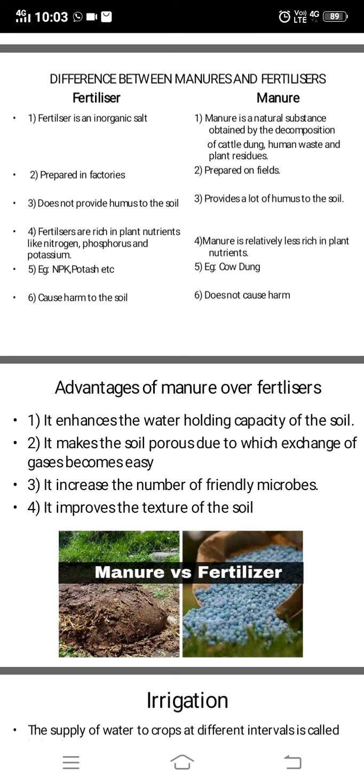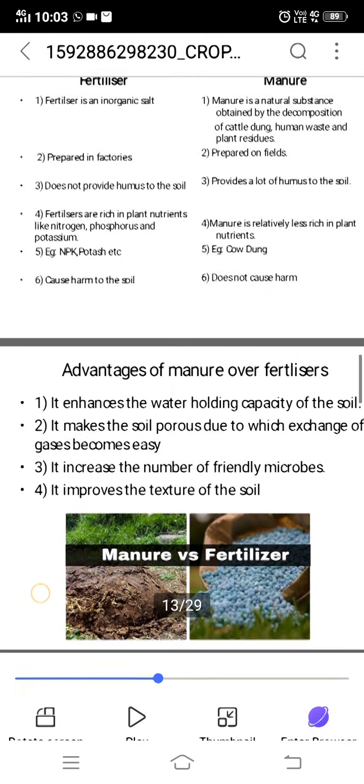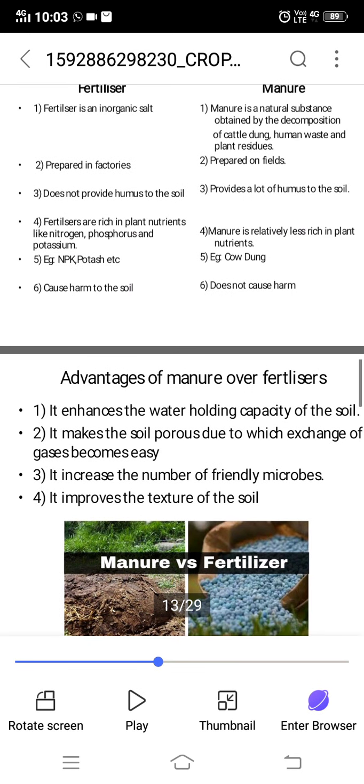Manure enhances the water holding capacity of the soil. It makes the soil porous, due to which exchange of gases becomes easy. It increases the number of friendly microbes. Who are the friendly microbes? Like the microbes which will increase the nutrient value of the soil. Along with that, another farmer's friend is the earthworm. It improves the texture of the soil. So in that case, manure is more beneficial than fertilizer.